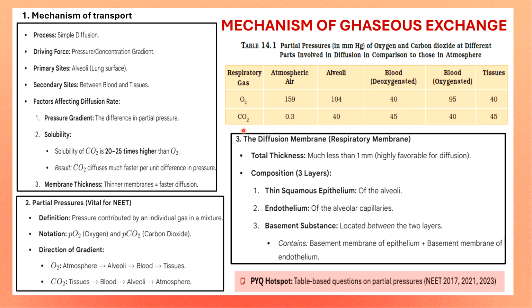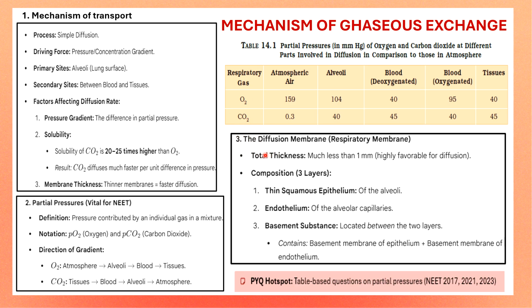Then if we see carbon dioxide, the partial pressure in the atmospheric air is 0.3, in alveoli it is 40, in deoxygenated blood it is 45, in oxygenated blood it is 40, and in the tissues it is 45. In the next slide you should be more clear with this. We'll just see what are the different things we will be covering first.